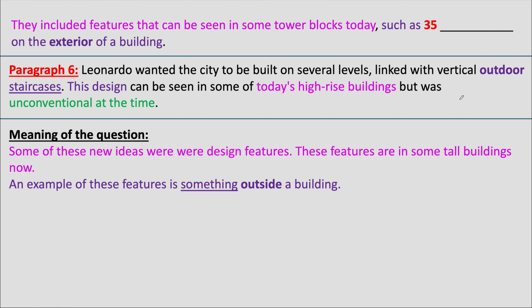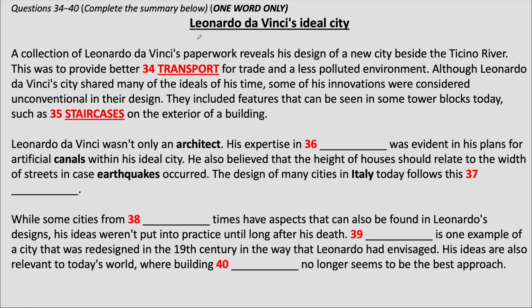The information in one sentence in the question is in two sentences in the passage and in reverse order. First, we have outdoor staircases or exterior mentioned, and then the tower blocks or high rise buildings are mentioned. So, one of the features that Leonardo designed was staircases outside the building or staircases on the exterior of the building. The answer to question 35 is staircases.